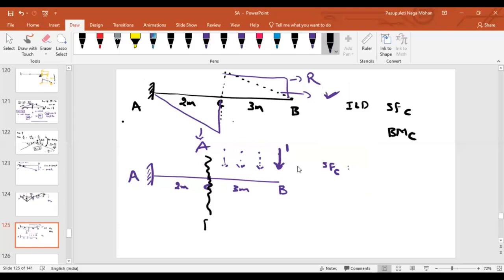I need to find shear force at this point. If the load is acting here, what is the shear at this point? Right side. If you look into the right side, only one force is acting. What is the sign convention? Right side upward negative, but the force is acting downward. So what is the shear force? Positive. If the load is moved somewhere here, what is the shear force?